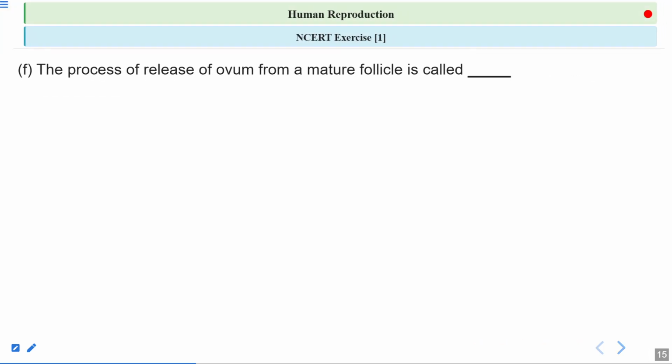The next one, process of release of ovum from a mature follicle is called. So they are asking you about the process of release of the egg from the mature follicle. Remember, mature follicle is also known as the Graafian follicle. You have to tell the name of that process. So what will be the answer for this question?